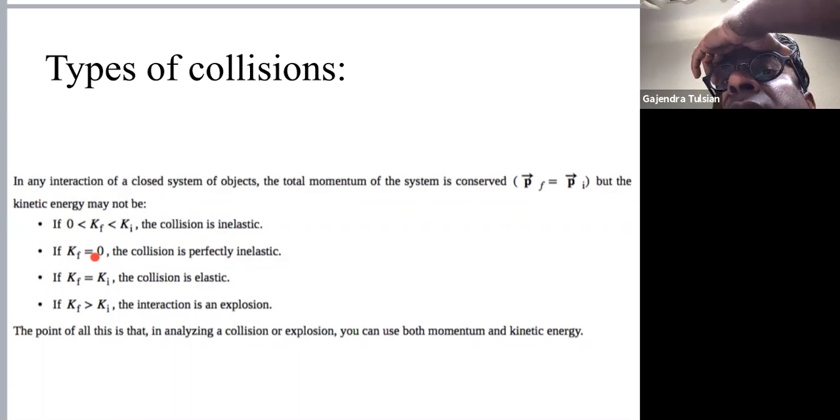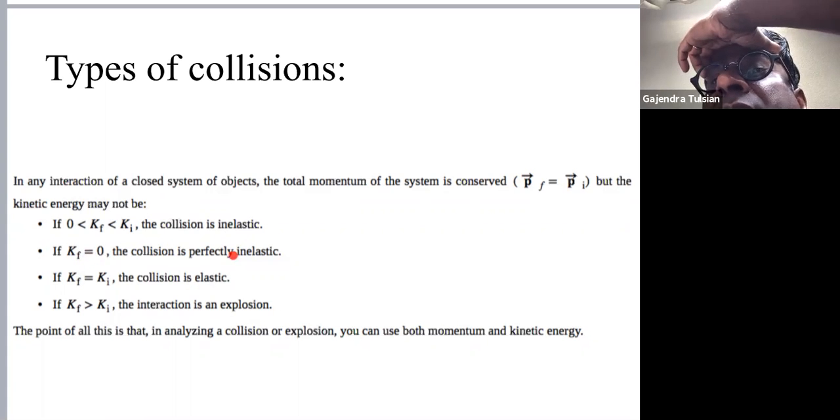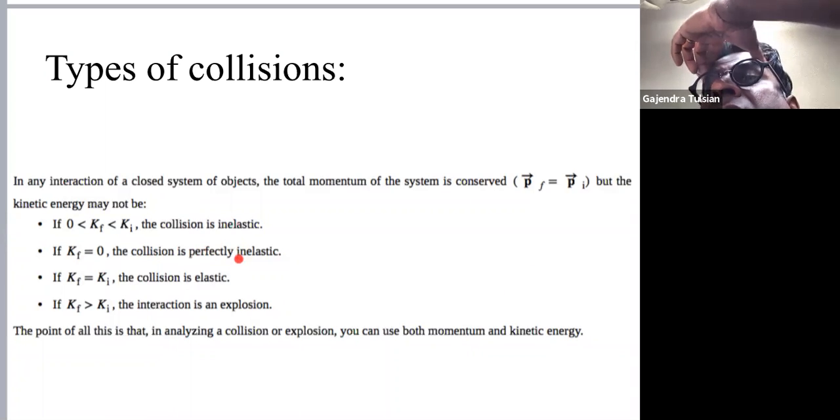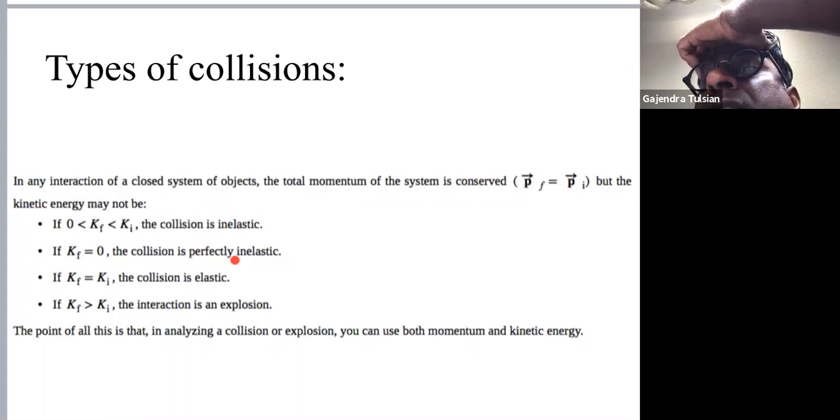Now, some people don't define it this way, but a perfectly inelastic collision is one where the two objects stick together when they collide. This is not how the term is generally defined. So a perfectly inelastic collision is when the two objects stick together, and when you do the collisions lab simulation, you'll see that.